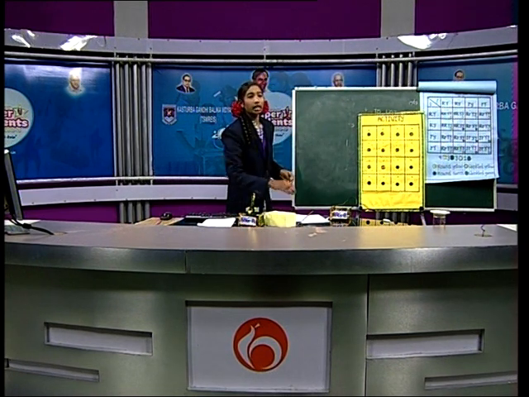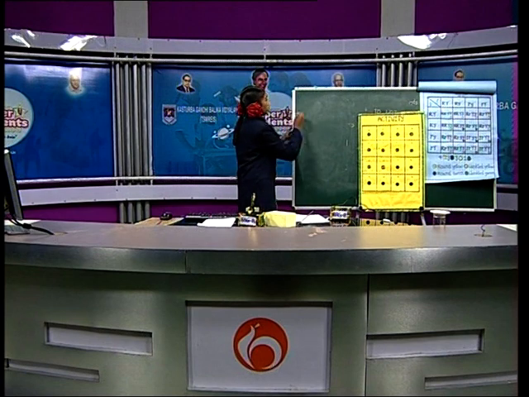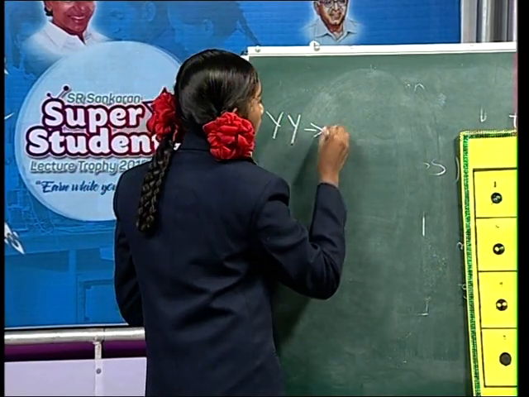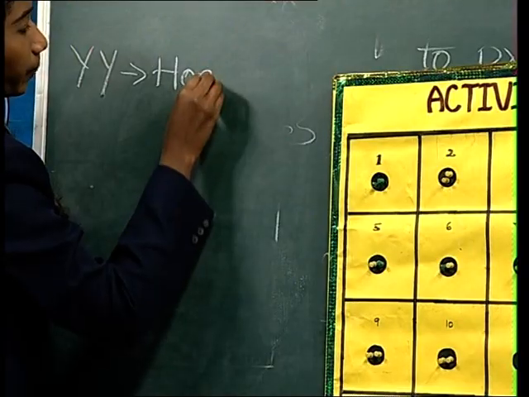If the factors are both of the same type, meaning capital Y and capital Y like this, it is known as homozygous type.